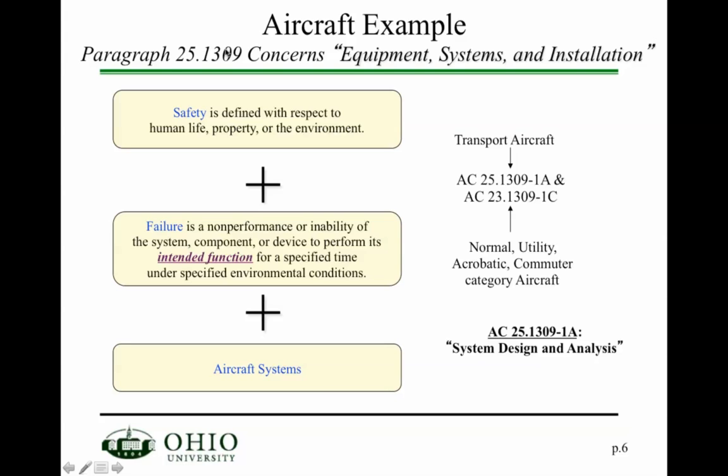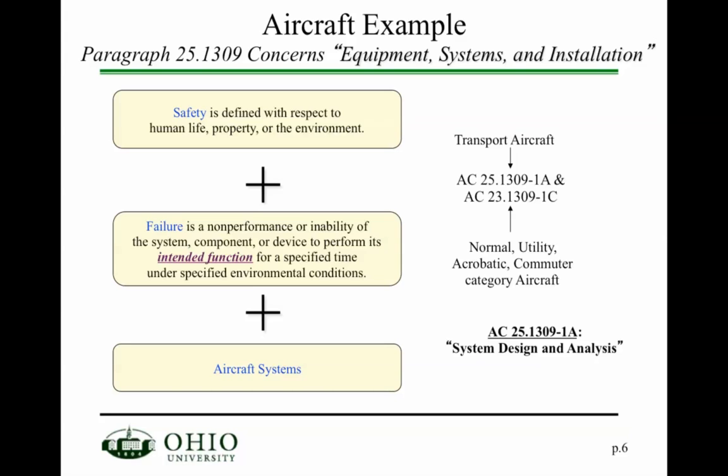The second element that we talked about in that module was failure, and we defined failure really as an inability of a system or component or device to perform its intended function for a specific time under specific environmental conditions. In other words, it is somehow related to reliability. And then if you take these two items and define them for aircraft, there is actually a set of rules in the Federal Aviation Regulations, section 25.1309 and section 23.1309, that talks about all the equipment, systems, and installations on board of an aircraft.